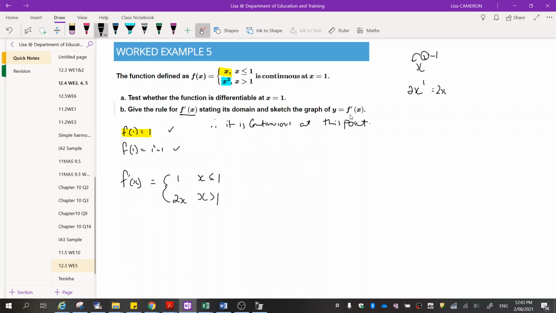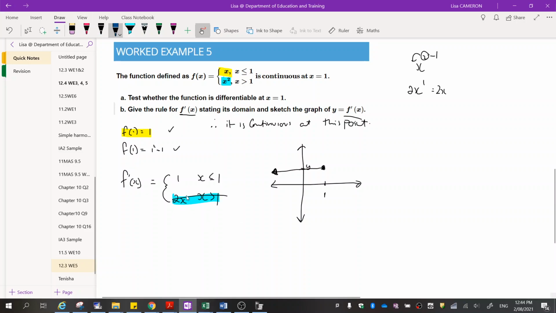Now we're going to sketch the graph of y equals f'(x). So that means we throw my axes in. So for all the values where x is less than or equal to 1, the value is just going to be 1. So up to here and including that point and all the way back that way. I'm just going to put my arrow on the end there.